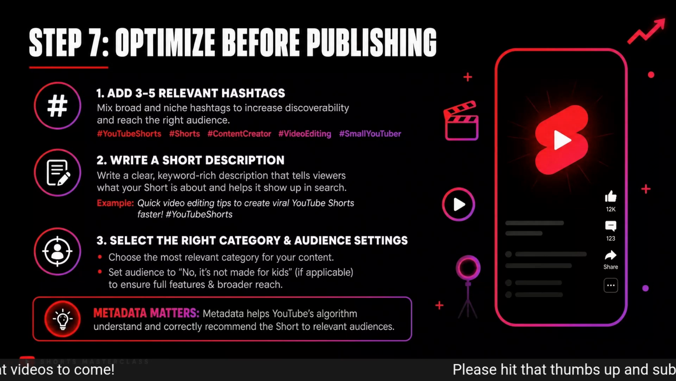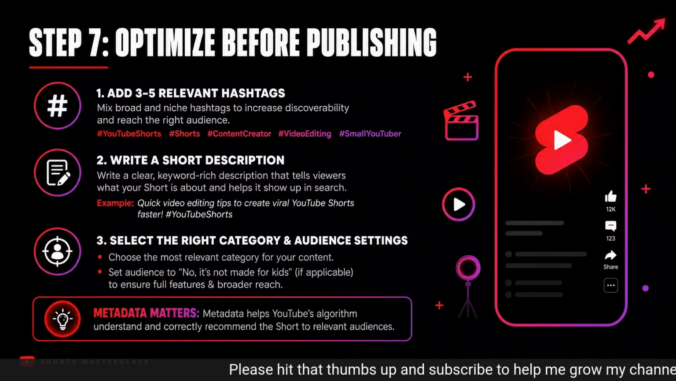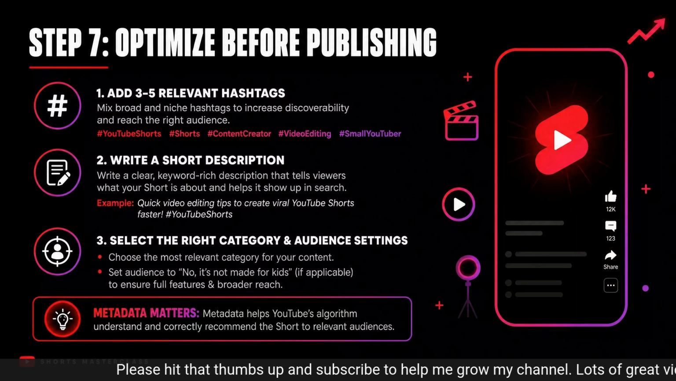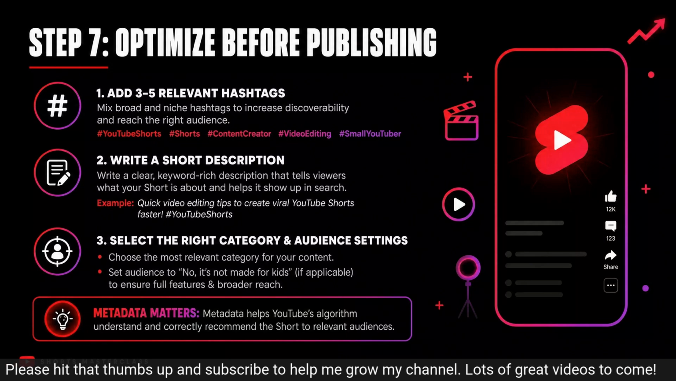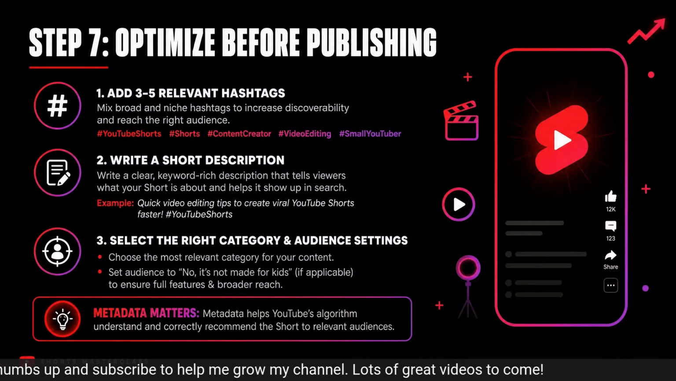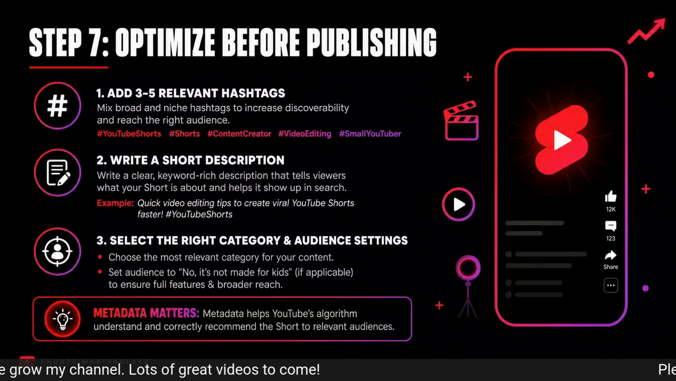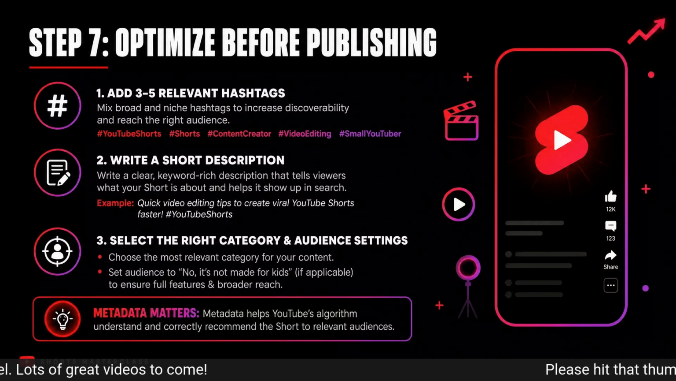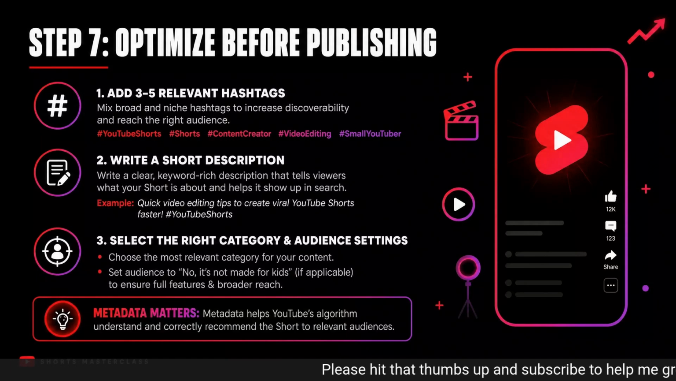Number 2, write a short description. Make sure it's a clear, keyword-rich description that tells viewers what your short is about and helps it show up in the search. Keywords are a big thing too. Example, quick video editing tips to create viral YouTube shorts faster. Hashtag YouTube Shorts.